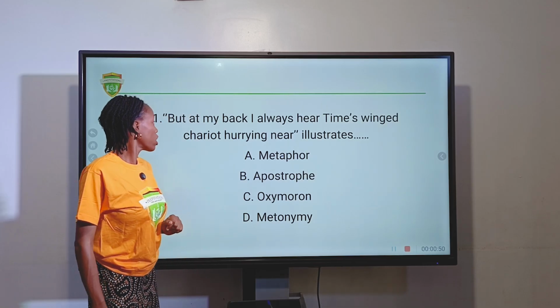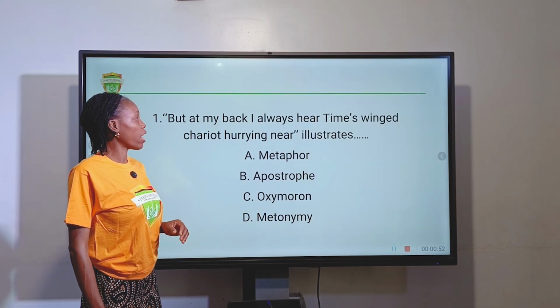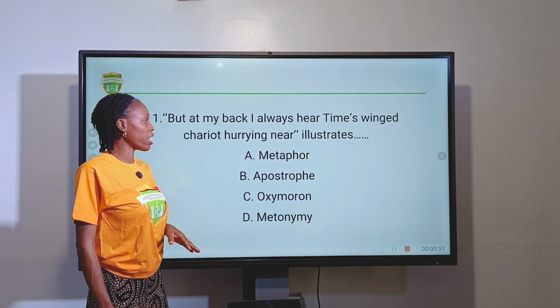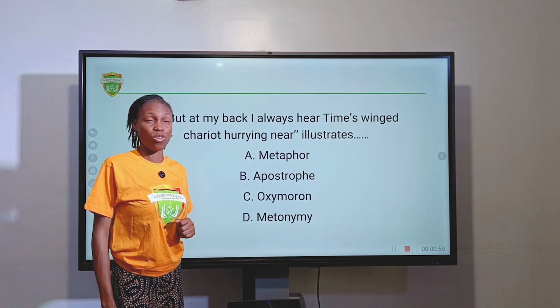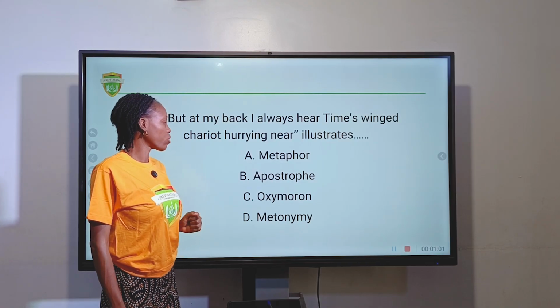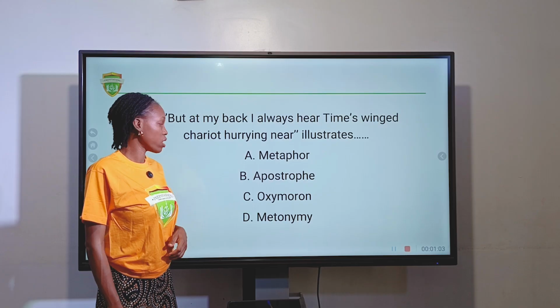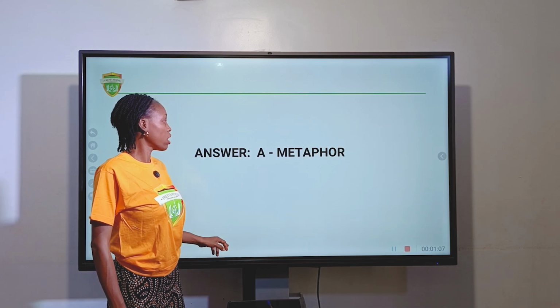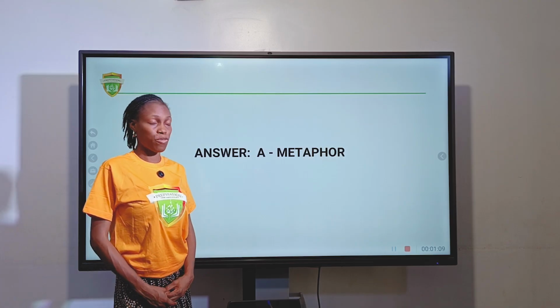Question 1. But at my back, I always hear time's winged chariot hurrying near. This illustrates the use of A, metaphor, B, apostrophe, C, oxymoron, and D, metonymy. The answer is metaphor.